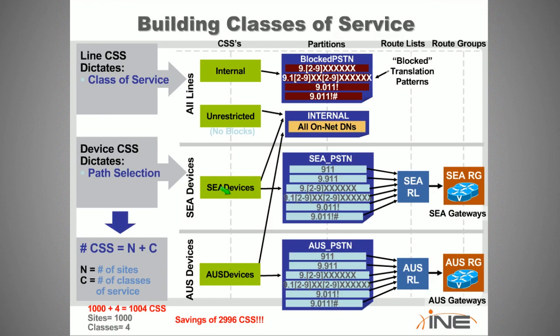1,000 CSSs, one for each site, 1,000 sites, but only 4 class of restrictions if we're still all in the same country or dialing plan. That's a savings of almost 3,000 CSSs and almost 3,000 partitions. That's a tremendous savings. We're now at 5,992 savings of entities, CSSs and partitions combined, that we have to create in CUCM. That's a lot less work. Okay?